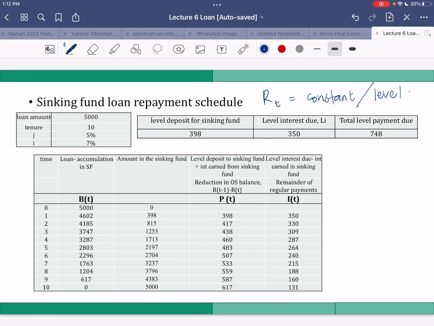Because of that, your deposit to the sinking fund is level every year. The level interest due is L times i, which is 5,000 times i, in this case 7%. So your interest due is fixed, and your total level payment due is 748. So every year for 10 years you will be paying 748 ringgit.